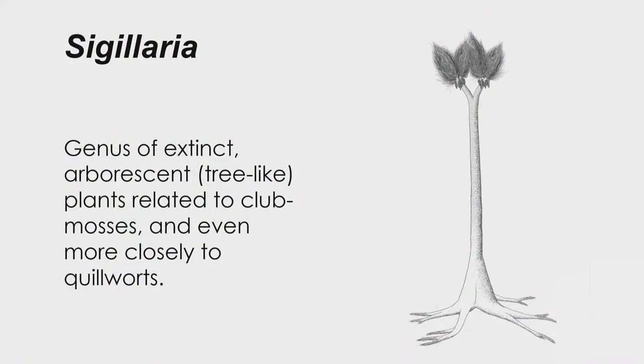Then Sigillaria. This is an interesting looking tree. A genus of extinct tree-like plant related to club mosses, and even more closely related to quillworts. So this was a time when you had forests all over the planet, large forests that were widespread, but they weren't trees like we think of them today. They were basically large horsetails and mosses and quillworts and stuff that we think of with the bryophytes and the lycophytes, but yet 30 feet tall. So a very different environment than one that, assuming I could breathe the oxygen back then, I would love to just go stomp around and explore what that looked like.